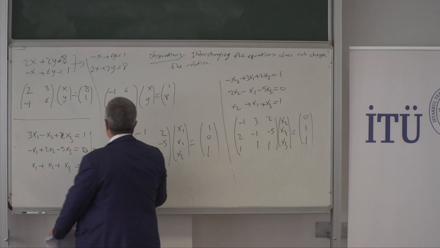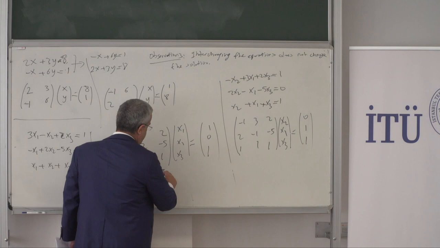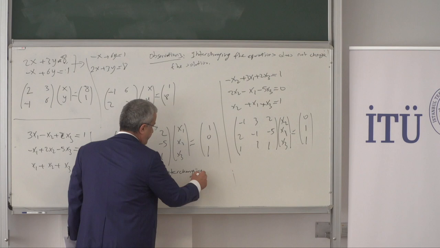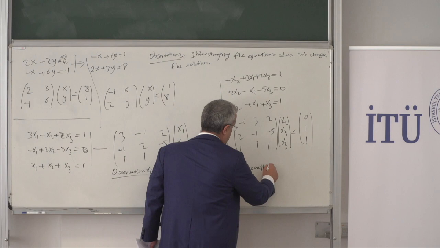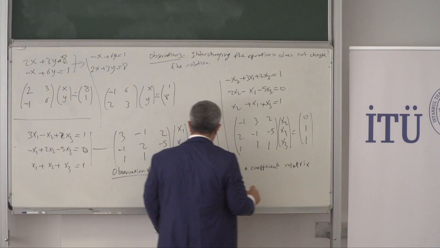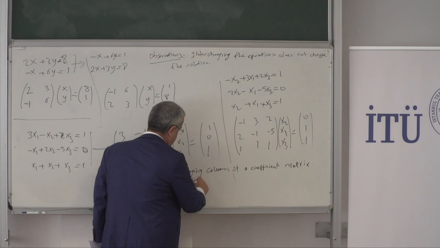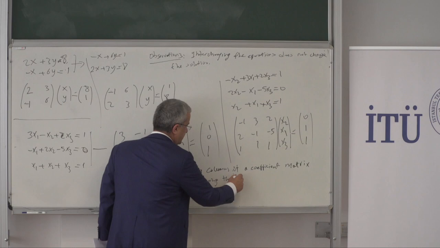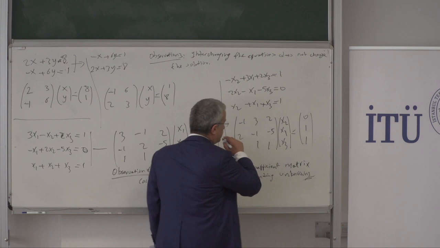So this is observation 4. Interchanging columns of a coefficient matrix corresponds to interchanging the corresponding unknowns. Like in this example. Okay?